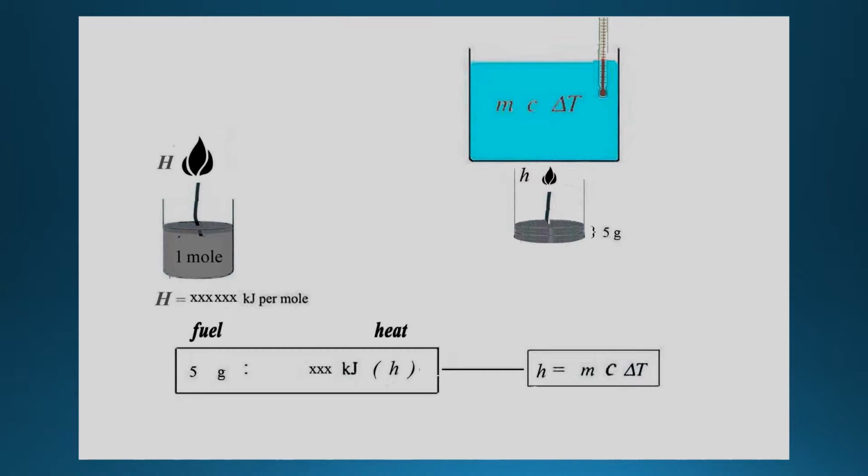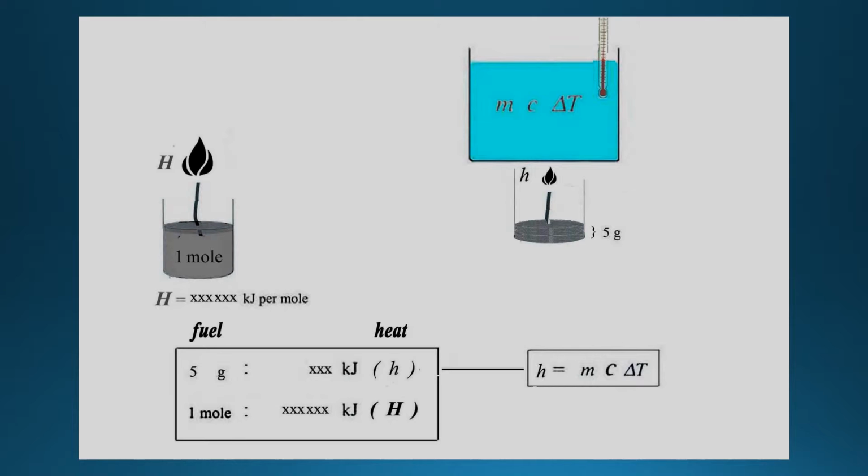Imagine if 5 grams releases that much heat energy. What happens if I burn 1 mole of a fuel? How much energy? The formula will become the one in this box. 1 mole of a fuel will release more energy. I use a big H to represent it.